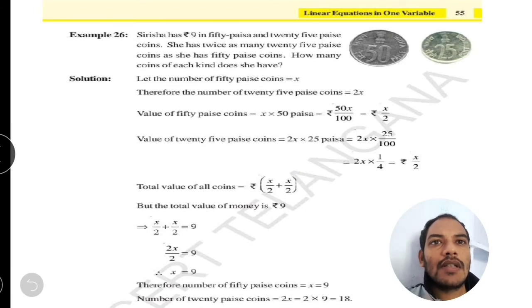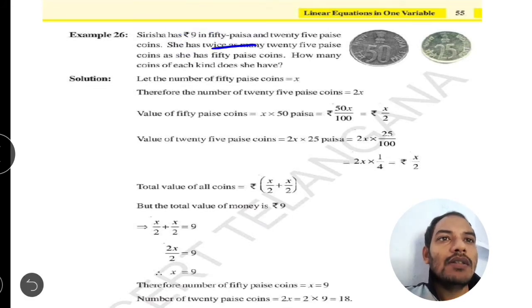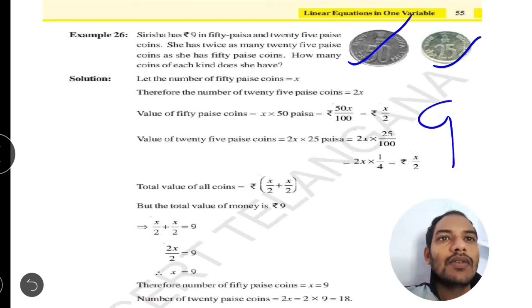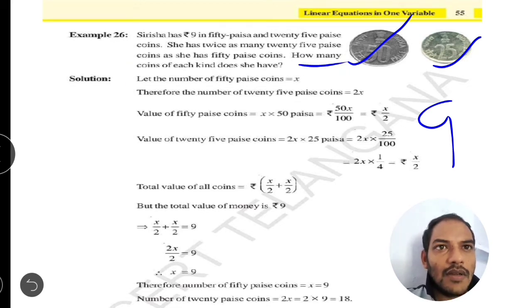Let's start today's class. First question, example 26. Shirisha has 9 rupees in 50 paise and 25 paise coins. So the total value of the coins is 9 rupees. She has twice as many 25 paise coins as she has 50 paise coins. So how many coins of each kind does she have?